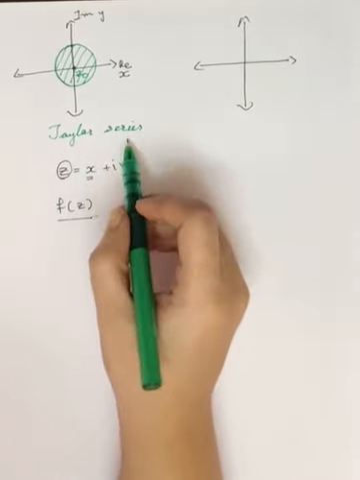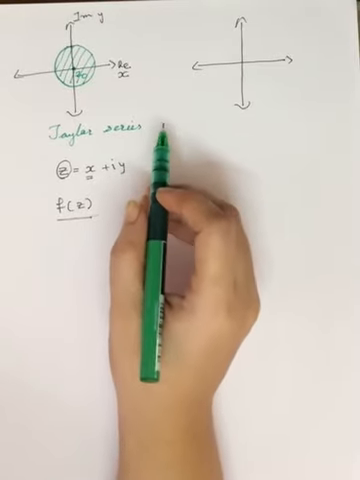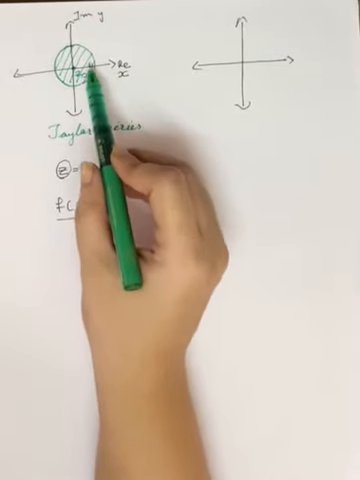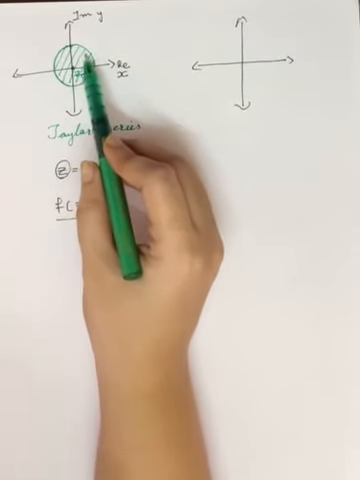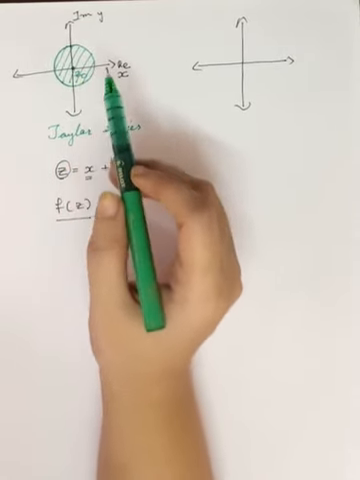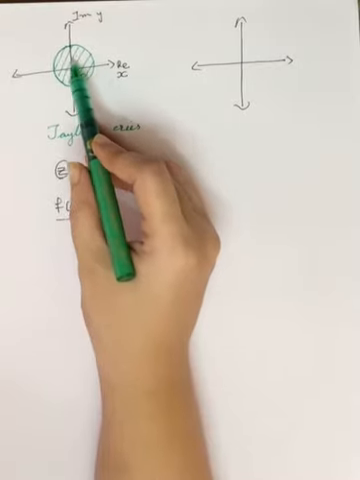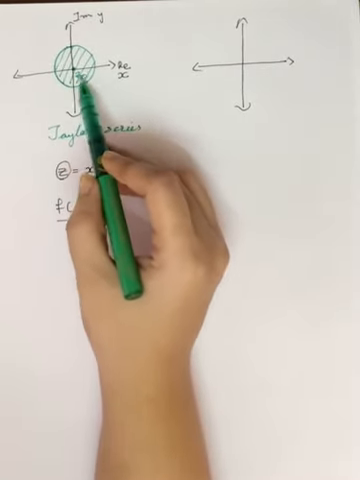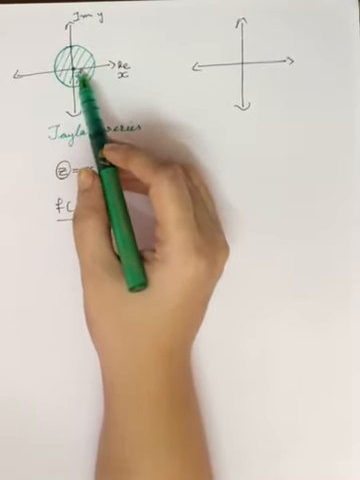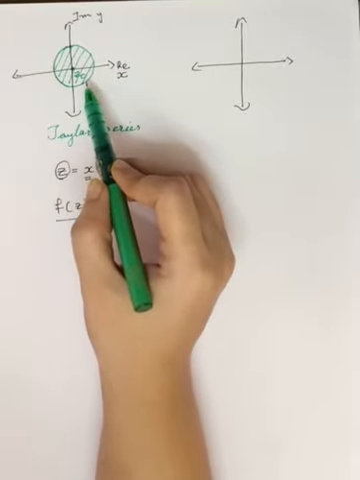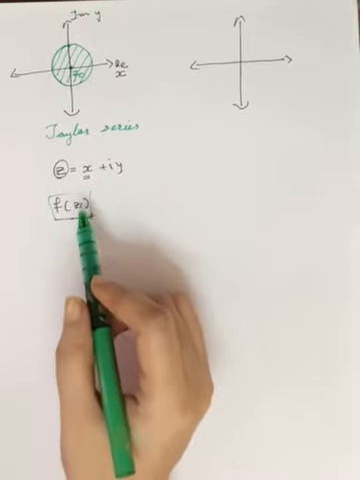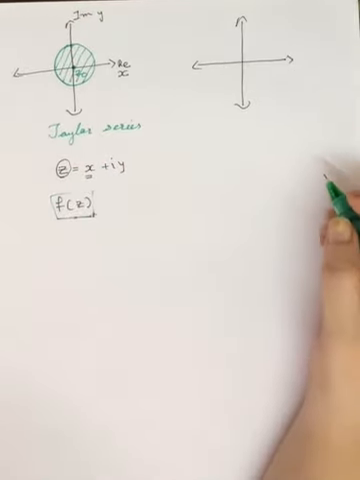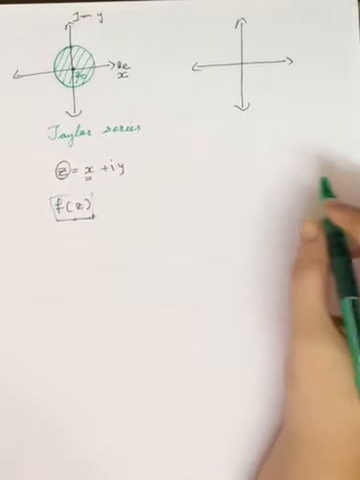So a Taylor series expansion is always performed when you have a function which is analytic within this closed region and has no singularity inside the region. If you find this kind of pattern for any function f of z, then you will always perform a Taylor series expansion.